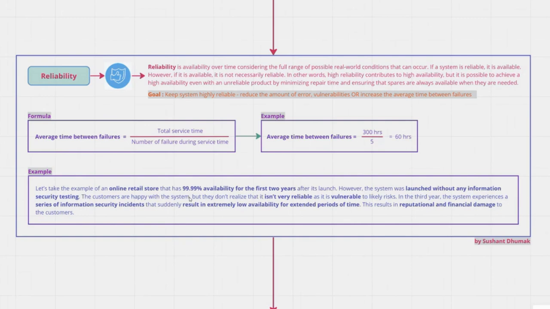Because they know it was available, but it is not reliable, because it is not storing their information in a secure manner. There are some security issues. It was not available later on; it was not available multiple times.